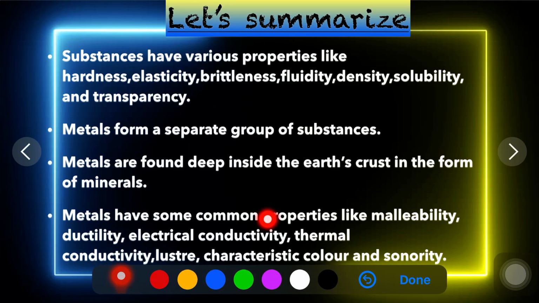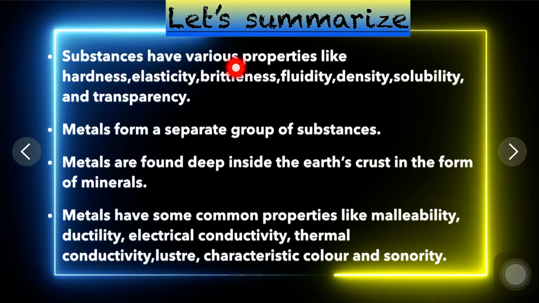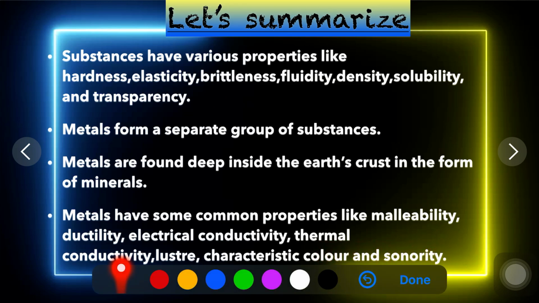Let's summarize, students. Substances have various properties like hardness, elasticity, brittleness, fluidity, density, solubility, and transparency. Metals form a separate group of substances. Metals are found deep inside the earth crust in the form of minerals. Metals have some common properties like malleability, ductility, electrical conductivity, thermal conductivity, luster, characteristic color, and sonority.